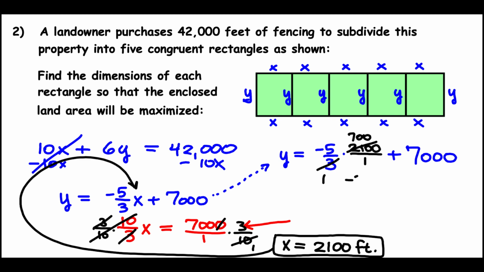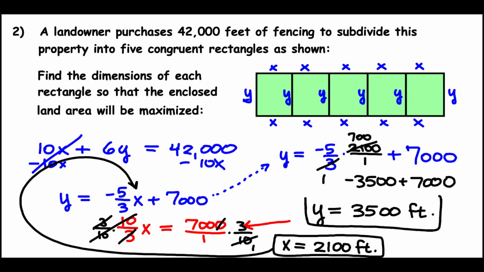700 times negative 5 is negative 3,500, plus 7,000. That's going to be 3,500. So y will be 3,500 feet. So no, these were not squares. Not even close, really. They're very much rectangular. And if you make those dimensions, you'll use all 42,000 feet of fencing that you bought, and you'll have the largest yards possible. The moment you deviate from that, it's no good.